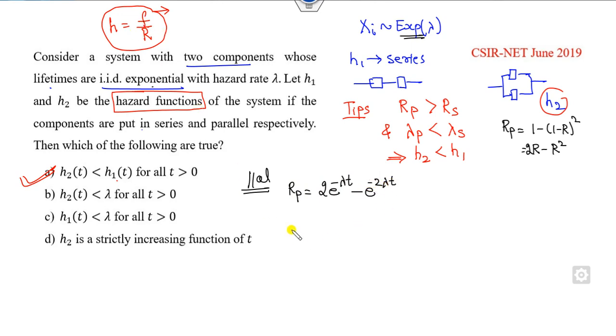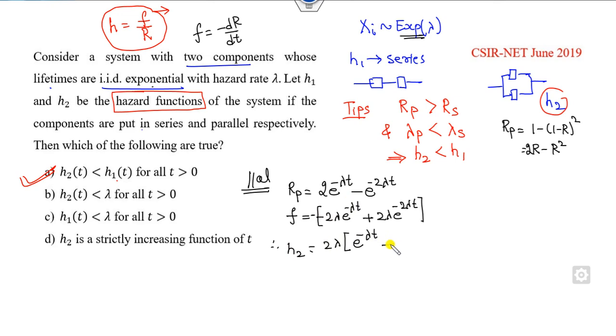Fine. Then your target is to find the f. How do you find the value of f? It is nothing but minus dR by dt. So you can take that derivative. It's 2 of this minus plus of this. Fine. And since there is a negative sign, you can take it as negative. So what is my h2? You can simply take the fraction. I can take minus as common, 2 lambda is outside, e raised to power minus lambda t minus e raised to power minus 2 lambda t, divided by 2 e raised to power minus lambda t minus e raised to power minus 2 lambda t.